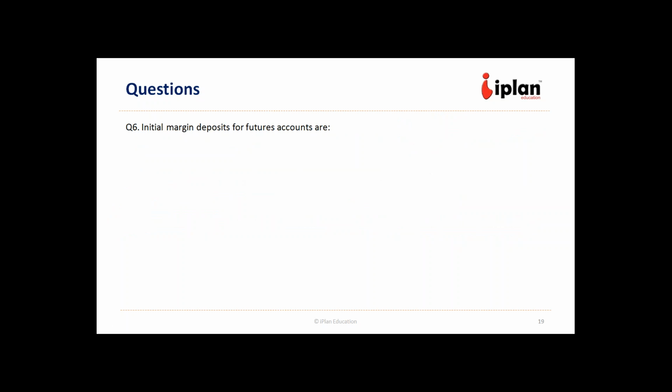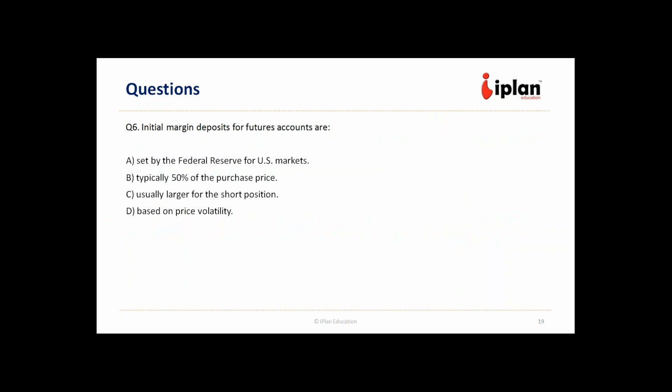Now, initial margin deposits for futures accounts are set by the Federal Reserve, US market. I don't think so. Typically 50% of the purchase price, usually larger for the short position based on the price volatility. So the initial margin of the deposit of futures contracts, how are these determined basically? Normally the initial margin depends on the standard deviation or the volatility. So there is the value at risk, VaR, model we use, that is made from the volatility itself.